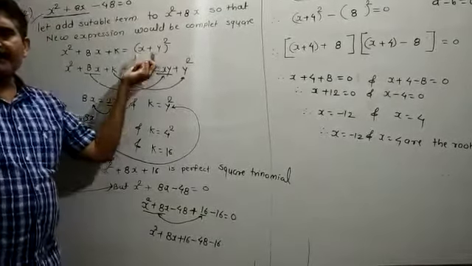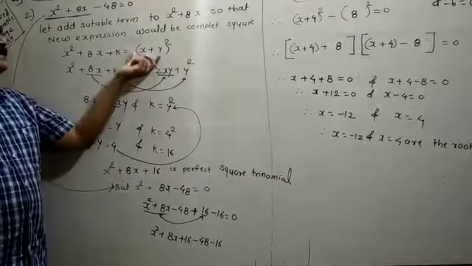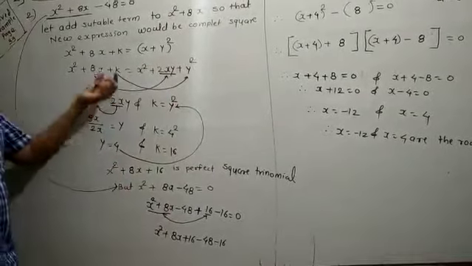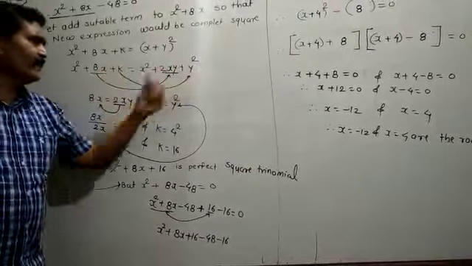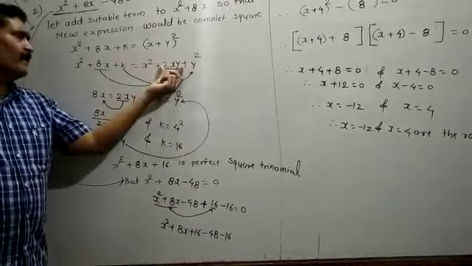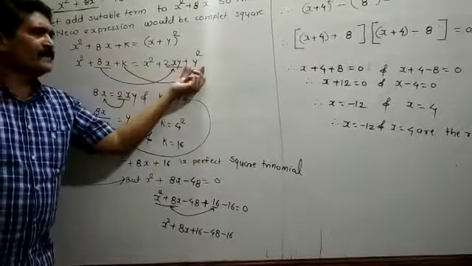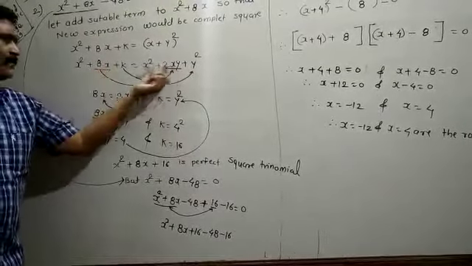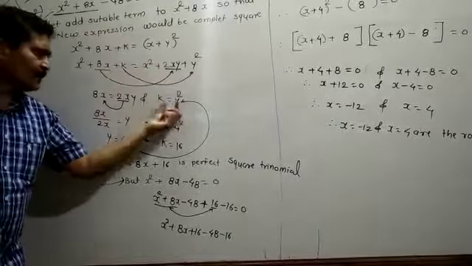(x plus y) bracket square, according to our expansion identity, is x square plus 2xy plus y square. If you want to find the value of k and y, I will compare this 8x with 2xy and this k with this y square.